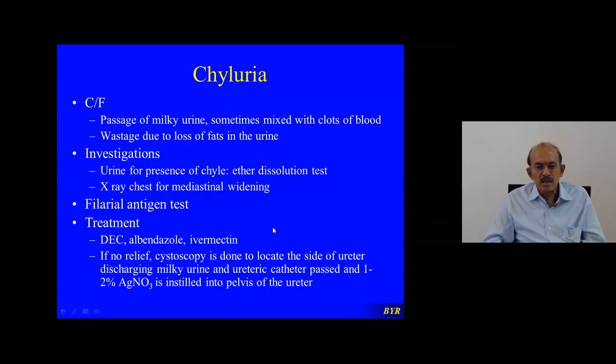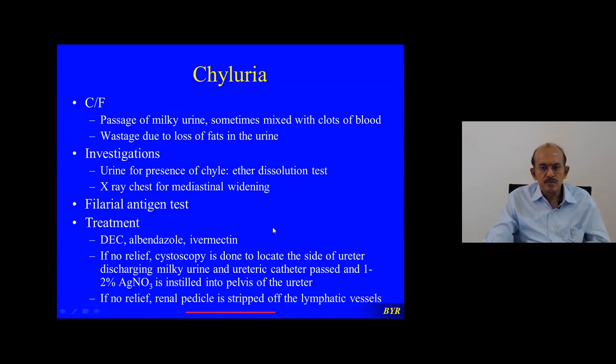Again, a few months later, there will be leakage of urine. So the prime thing you must do is treat filariasis so that the worms will die and necrose in the thoracic duct and relieve the obstruction. If no relief, the renal pedicle is stripped off the lymphatic vessels.